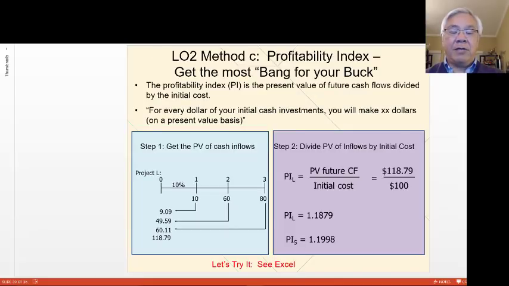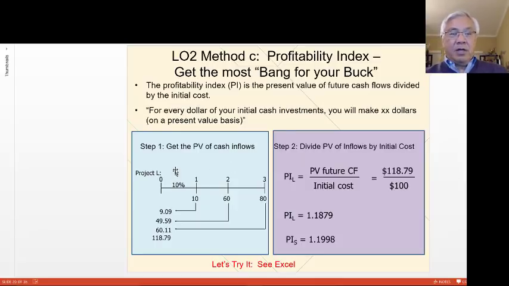We can then now look at yet another method. As I mentioned, we're going to look at a lot of tools here. This is the profitability index, and one way to think about this is which project gives you the most bang for your buck. And so the numerator is the present value of all the cash flows, and the denominator is your initial cost. What we say is for every dollar of our investment, how much money do we make on a present value basis? All right, so that's the answer.